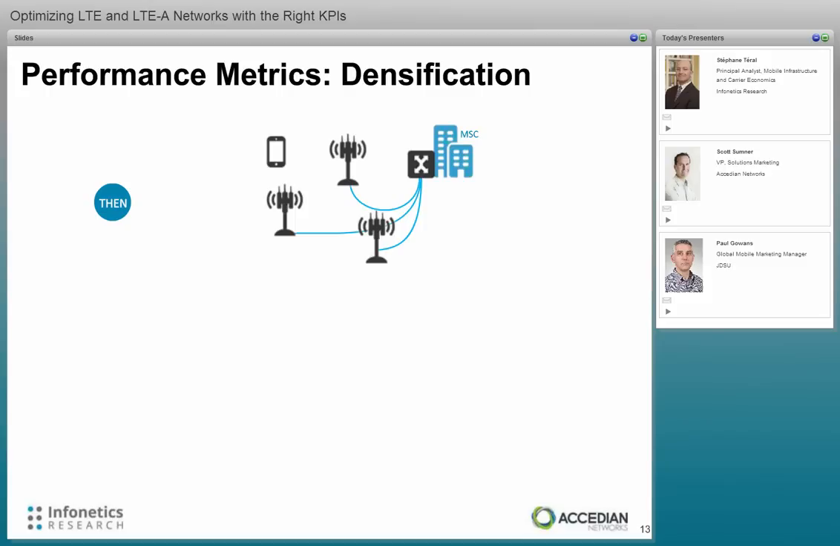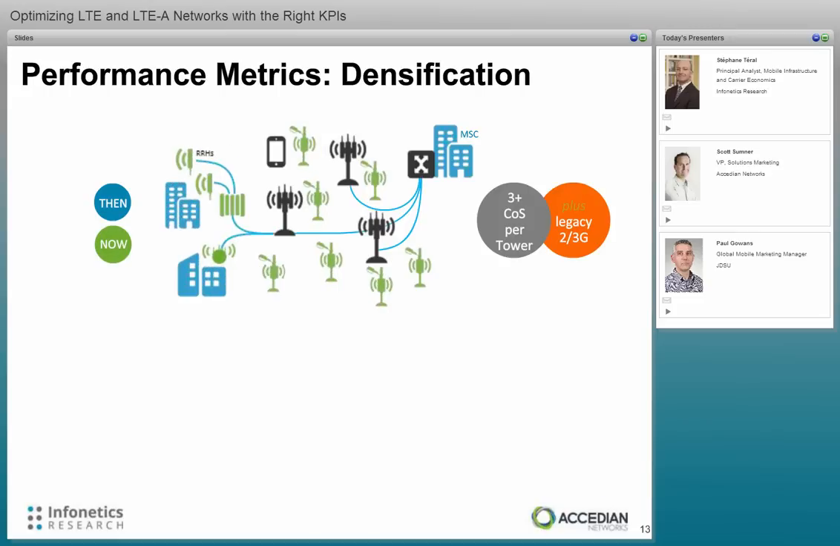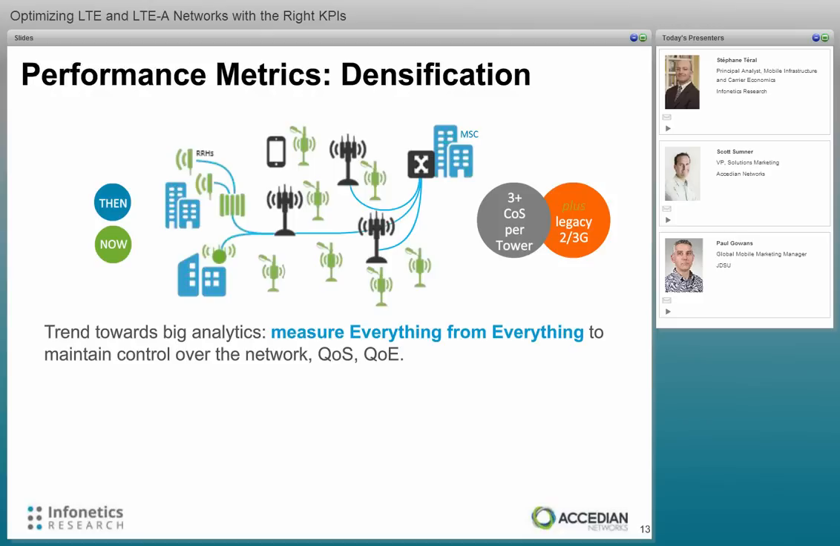What we're seeing now is a trend towards densification in sites, as well as in the number of end users, of course, as Stefan mentioned, but also in the number of traffic flows per site, as each backhaul connection needs to support multiple carriers, like legacy 2 and 3G with the LTE or LTE-Advanced, and different types of traffic going over each that need to be managed separately. So these involve different KPIs and also collect a lot more KPIs from the network.